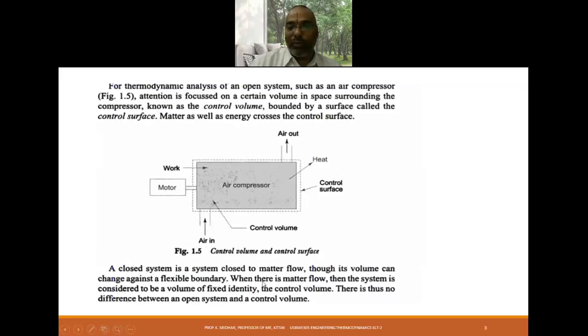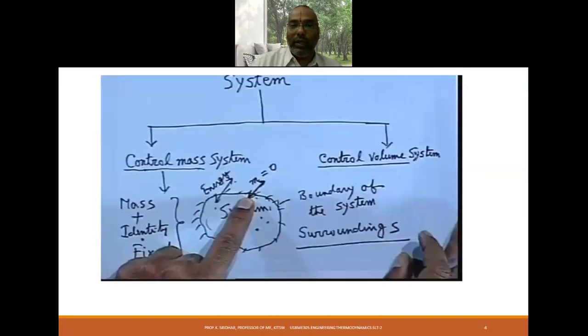But the control mass approach is a closed system and similarly the isolated system. There is no mass transfer in the closed system; only energy transfer takes place. That is the difference between open and closed systems. In the control mass, mass transfer is equal to zero, but in the control volume there will definitely be mass transfer and energy transfer. Here I have written that the mass and identity are fixed in the case of the control mass system.